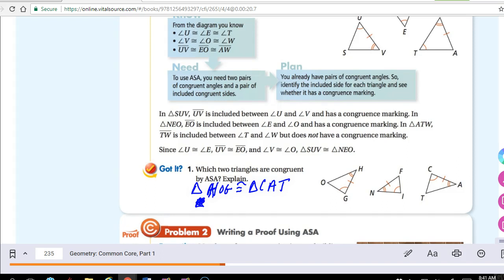And again, the reason is because you have an angle, and a side that's included between those. An angle, and the side is included between them. This one did not work that way. I hope this made a little bit of sense for you.